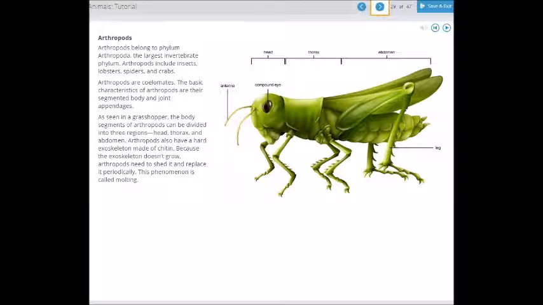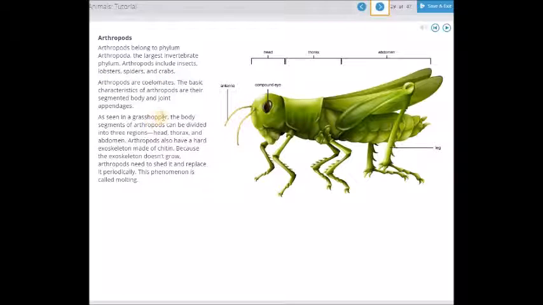And yes, when you eat a shrimp or a crab, you're technically eating a bug. They're more closely related to grasshoppers and spiders than they are to anything else. They belong to the largest invertebrate phylum, called Arthropoda. Arthropod means jointed foot, and as you can see, they have joints. It includes lobsters, spiders, and crabs.